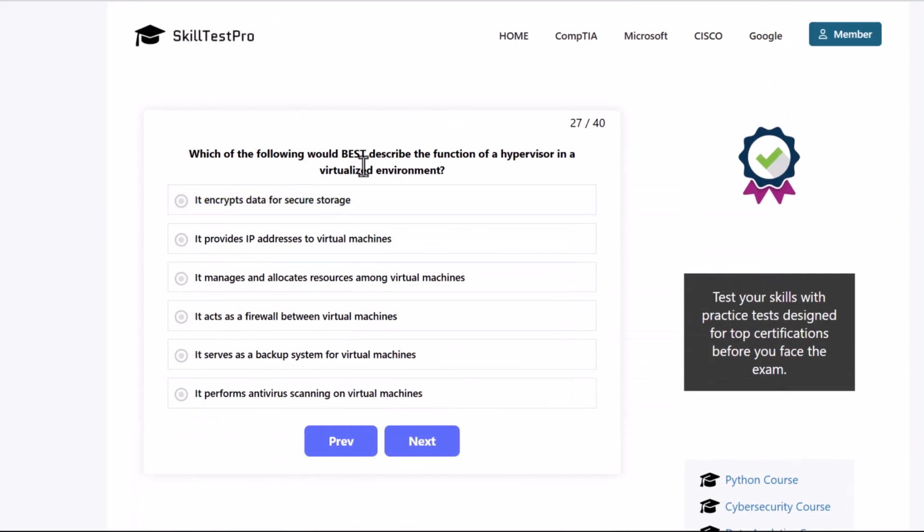Which of the following would best describe the function of a hypervisor in a virtualized environment? And here we are talking about the hypervisor. As you remember, earlier on I told you that there are two main types of hypervisors. One is the type 1 hypervisor and another one is the type 2 hypervisor. And here the question is asking which best describes the function of a hypervisor in a virtualized environment.